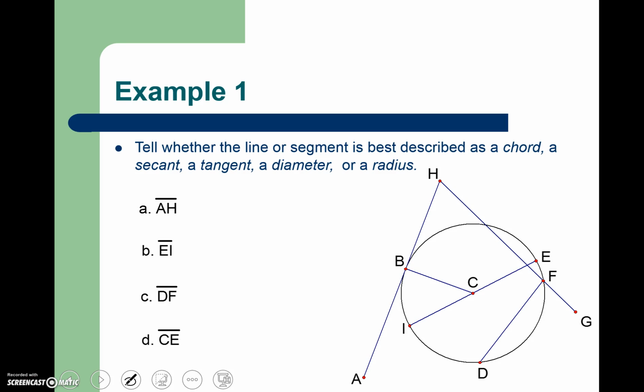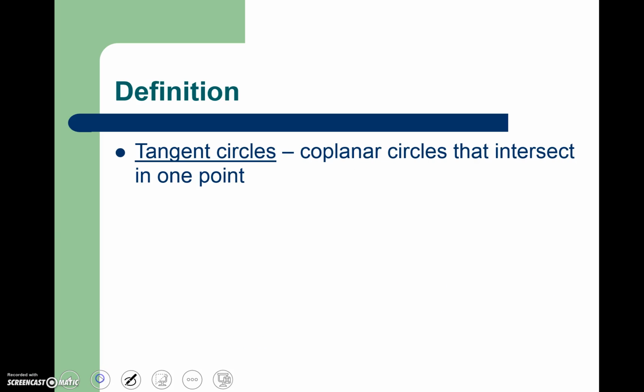So let's take a look at segment AH. Segment AH is only intersecting the circle at 1 spot. Therefore, it's a tangent. EI is going from one end of the circle to the other, but it's going through the center, so this is a diameter. DF is touching the circle twice on the inside and is stopping there. It is not going through the center, so it is just a chord. CE goes from the center to the side, so therefore it is a radius.